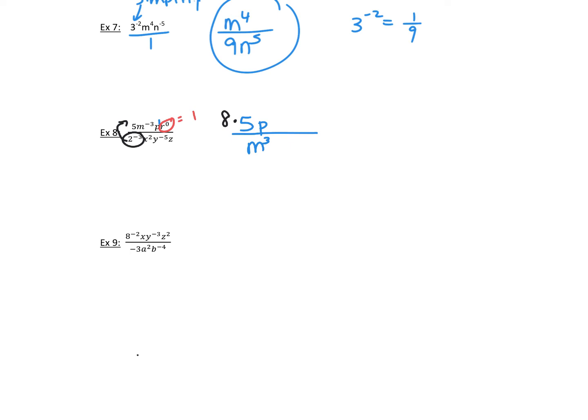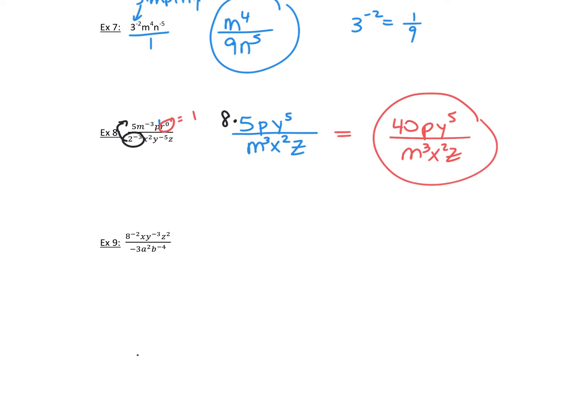X squared has a positive exponent, so it stays in the denominator. Y to the negative fifth, I'm going to take its reciprocal. It's going to go up as y to the positive fifth. And z is to the first, so it's a positive exponent. It stays. I'm now going to clean this up a little bit. I'm going to organize things alphabetically if they're not in alphabetical order. 8 times 5 is 40. P y to the fifth over m cubed x squared z. And there's your final answer.